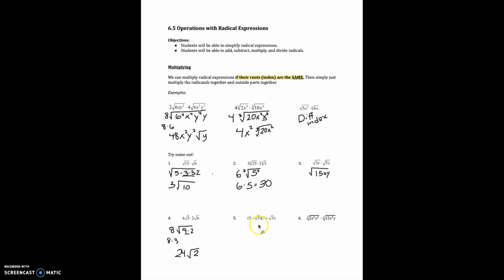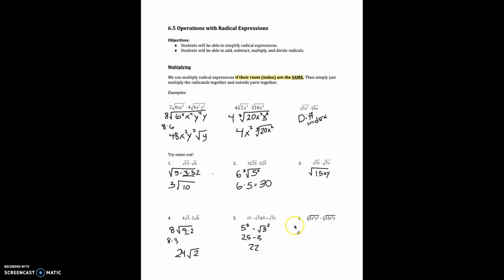For number 5, and this is important for later on in the notes, this is our difference of squares, our a minus b times a plus b. So I get 5 squared minus root 3 squared. Remember, our square root and our square undo each other, so I really get 25 minus 3, which is 22.